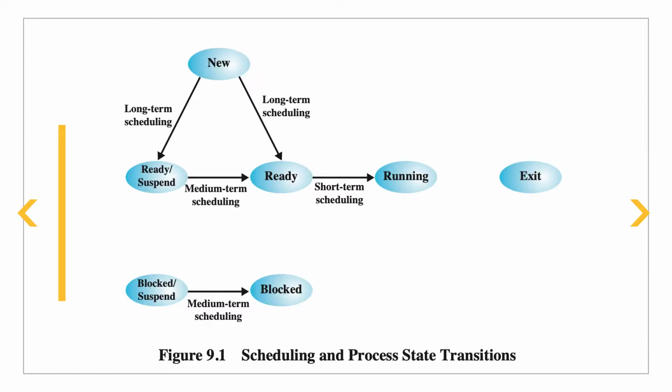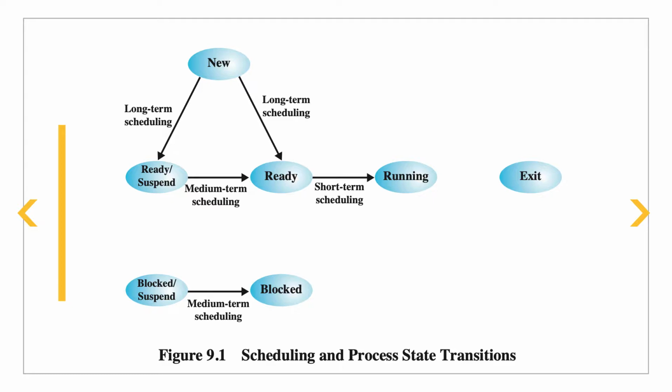Now, this diagram should look very familiar. We saw this back in our videos on processes and threads, right? And this will show us how a process can move from state to state based on scheduling, right? So if I create a new process, long-term scheduling can kick in to put it either into the ready suspend state or just directly into the ready state. That'll depend on the long-term scheduling decisions that are made.